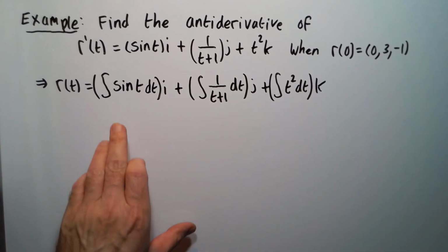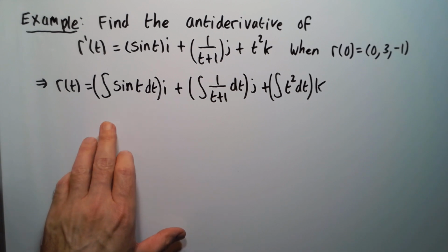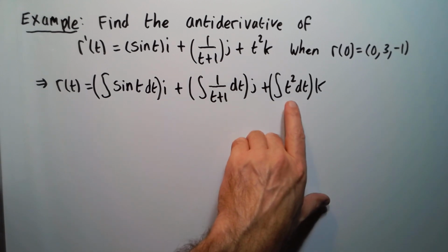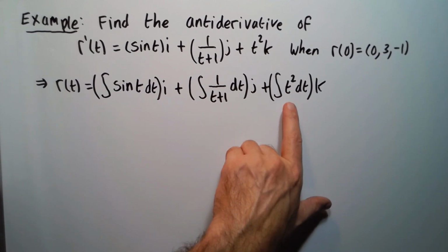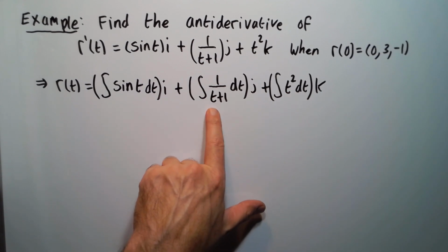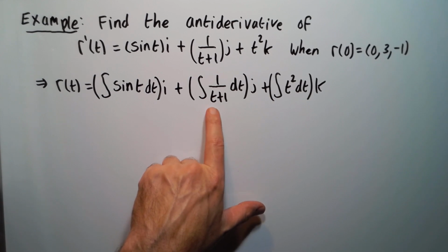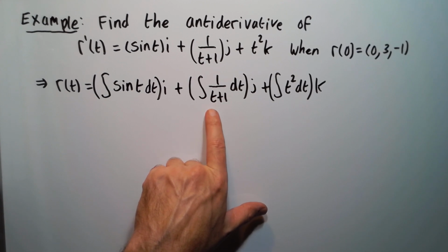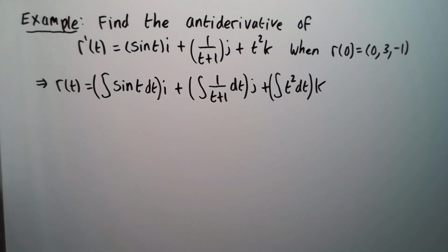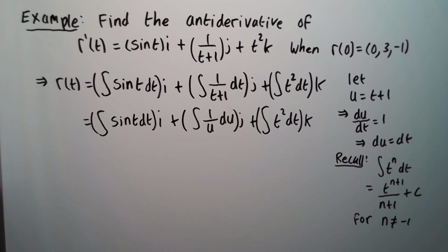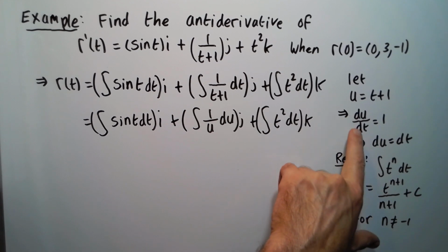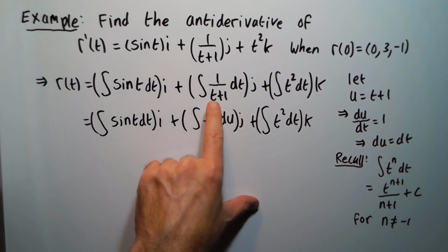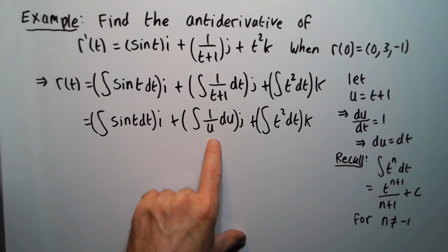Now integrating sine will become minus cosine, integrating t squared will become add 1 to the power, t cubed, divided by new power, t cubed over 3. And integrating this, it's going to be ln of the absolute value of t plus 1. But I guess if we wanted to use a u substitution, we could here. So let's just see the u substitution we'd use here. Okay, so making the u substitution, u equals t plus 1, then du dt will be 1, then du equals dt. So you can write this middle integral as just the integral of 1 over u du.